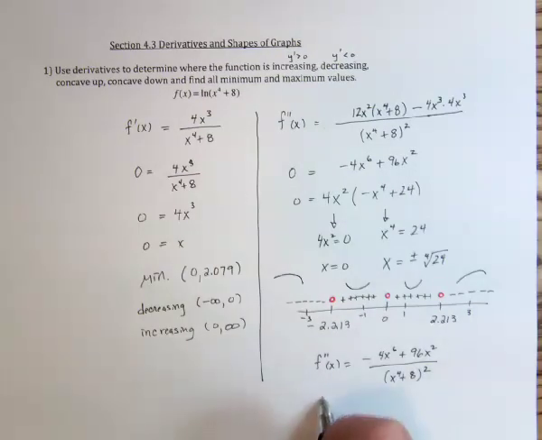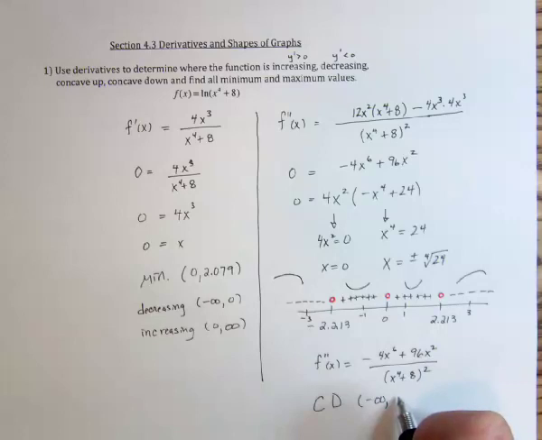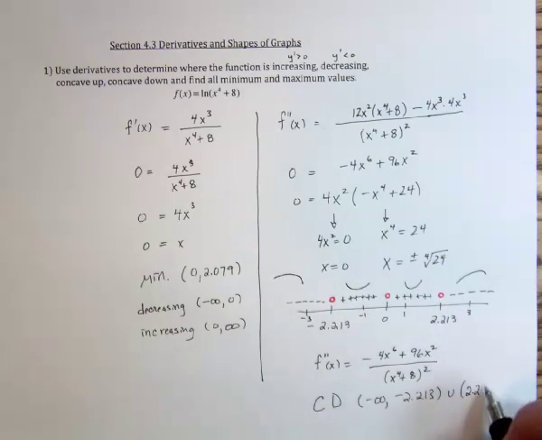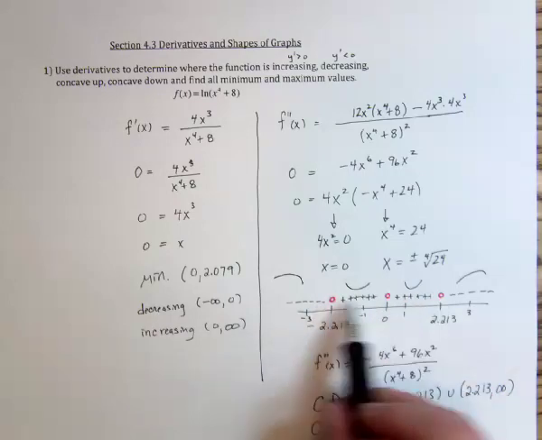So we've got, let's see, concave down over here on the left. So from negative infinity to negative 2.213. Also over here on the right, so 2.213 off to infinity. And for concave up, well, that's all of this.